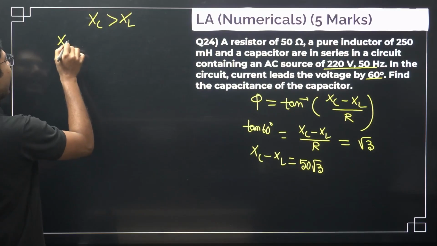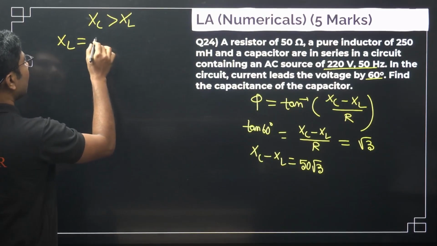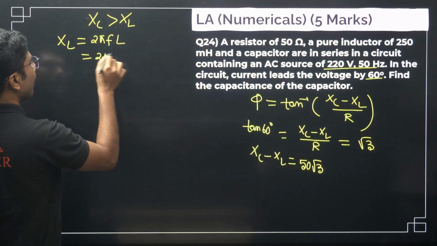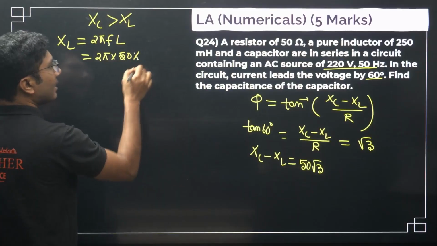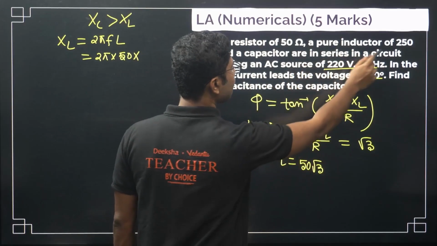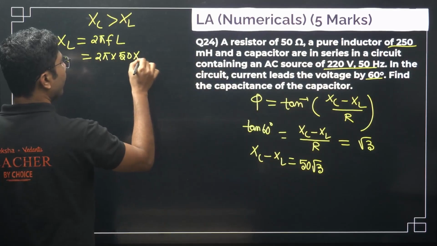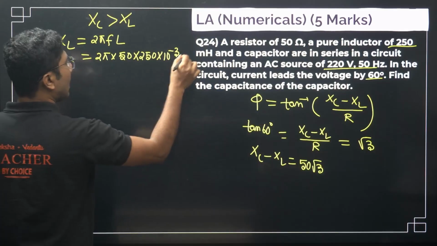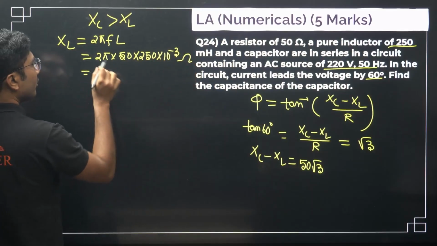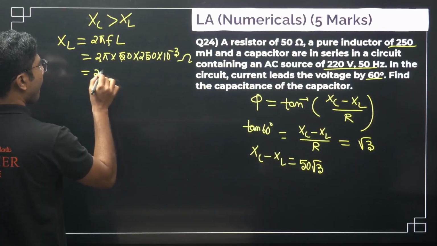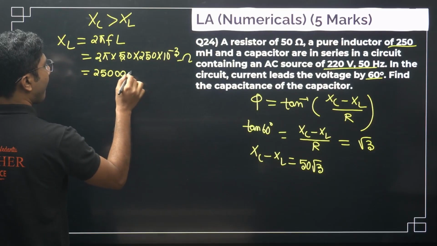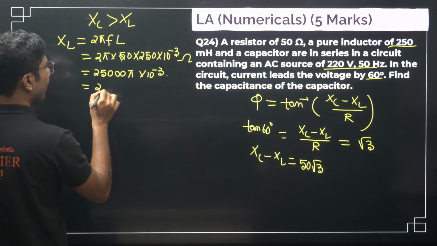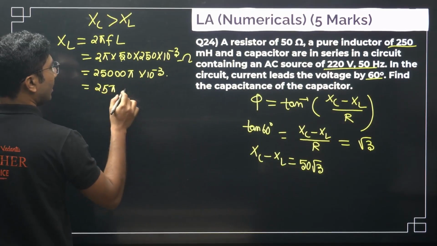What is XL? XL is simple, it is 2 pi f into L. So 2 pi, frequency is 50 hertz, and inductor is given here as 250 millihenry. Milli means 10 to the power of minus 3, and reactance is always ohm. So 100 into 250 pi into 10 to the power of minus 3, or it will be 25 pi ohm.